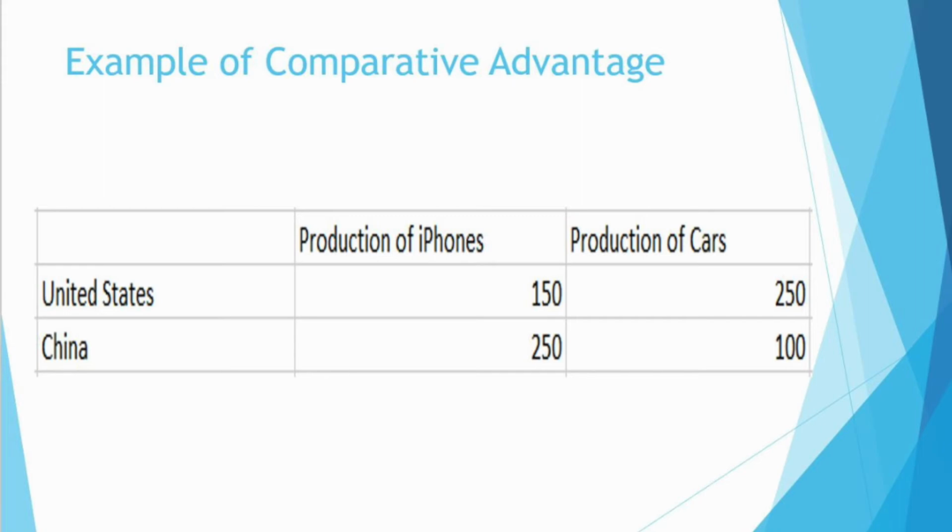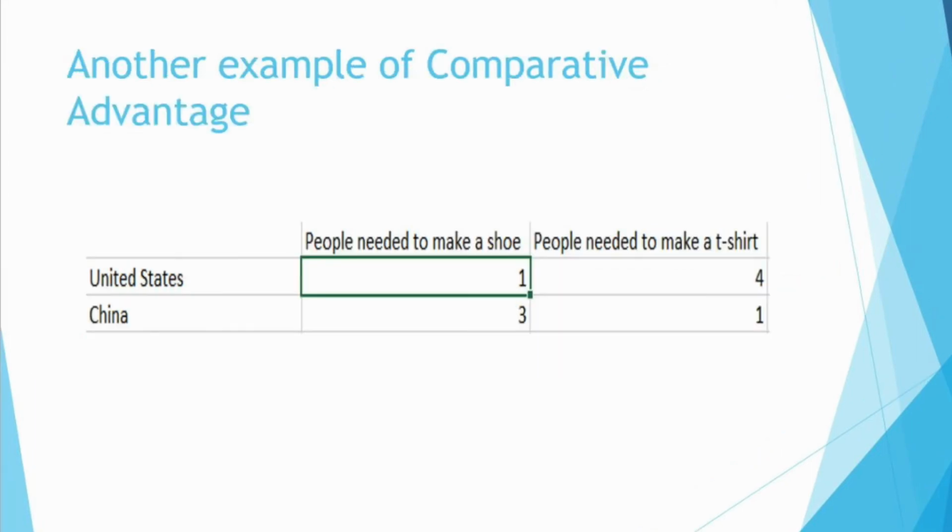Now, if you look at the production of cars, the United States can produce 250 cars versus China can produce 100 cars. So, if we're talking about who can build things more efficiently, the United States is more efficient at producing cars, and China is more efficient at producing iPhones. So, in this example, the United States would trade some of their vehicles with China, and China would then trade some iPhones for cars.